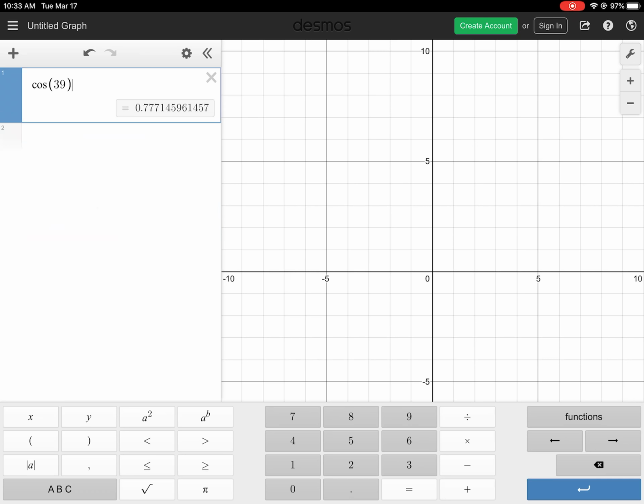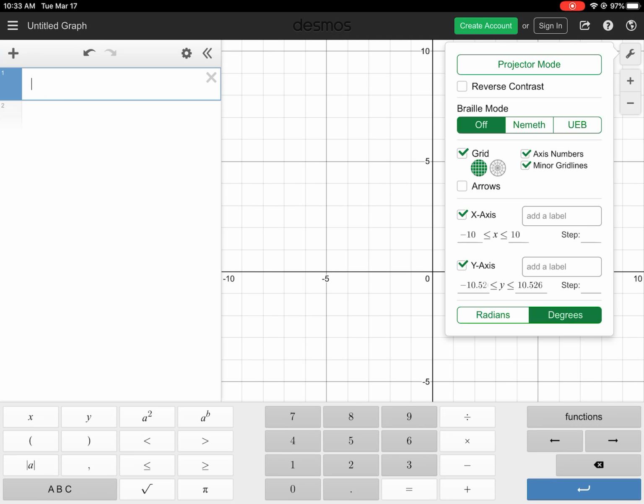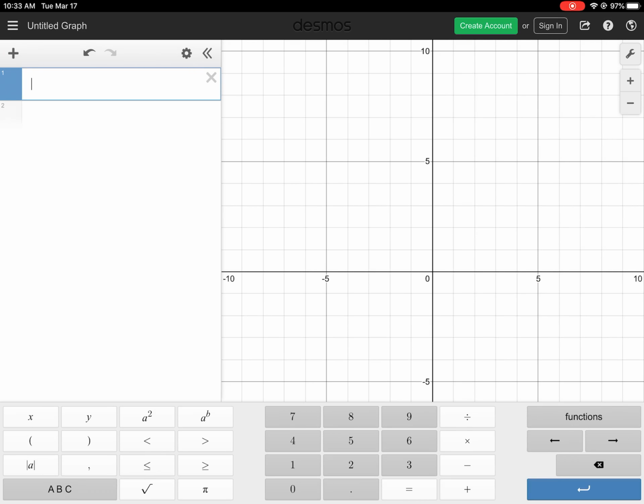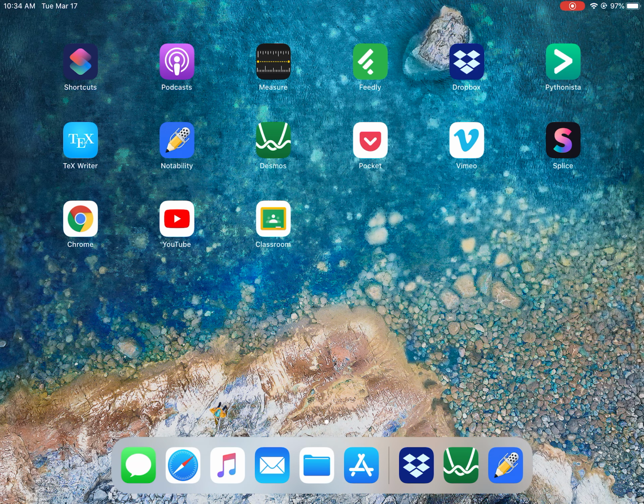Okay, I'm going to do that too. So here we go, sine 210 degrees. Making sure we're in degree mode, yeah, degrees are selected. Functions, sine 210 degrees. We get negative 0.5.